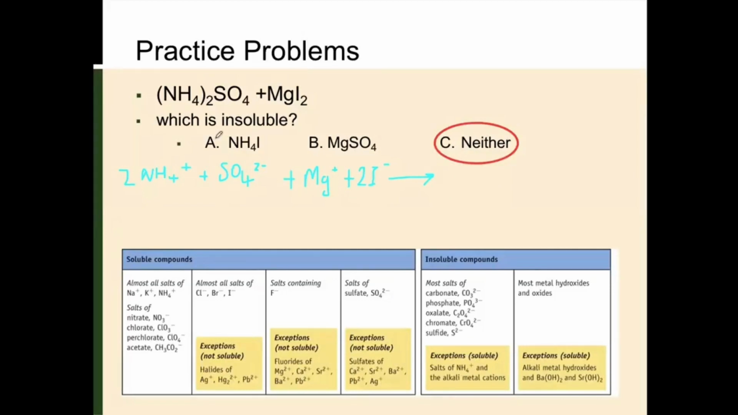Look at our table, we see that almost all salts of ammonia, almost all salts of iodides here are also soluble. So ammonium iodide is going to be soluble. Then magnesium sulfate. Almost all salts of sulfates are soluble in water, except these ones, but magnesium is not included here. It's calcium, strontium, barium, lead, and silver. Magnesium is, in fact, pretty soluble, magnesium sulfate, if you have enough water.